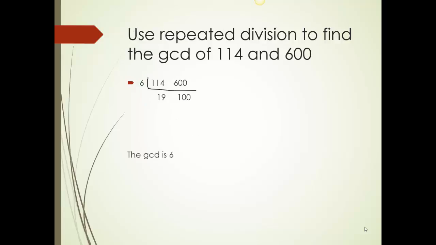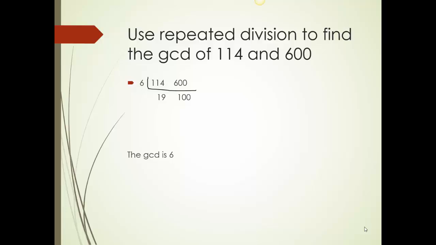But we should definitely try this a few more times. So let's try it again with 114 and 600. I'll just divide by 6. I know they're both even, 114 and 600. I also know that when you sum up the digits for each of those numbers, you get 6 for both of them, which says they're also divisible by 3. So if a number is divisible by 2 and 3, I know it's divisible by 6. I can just jump right to that divisor.